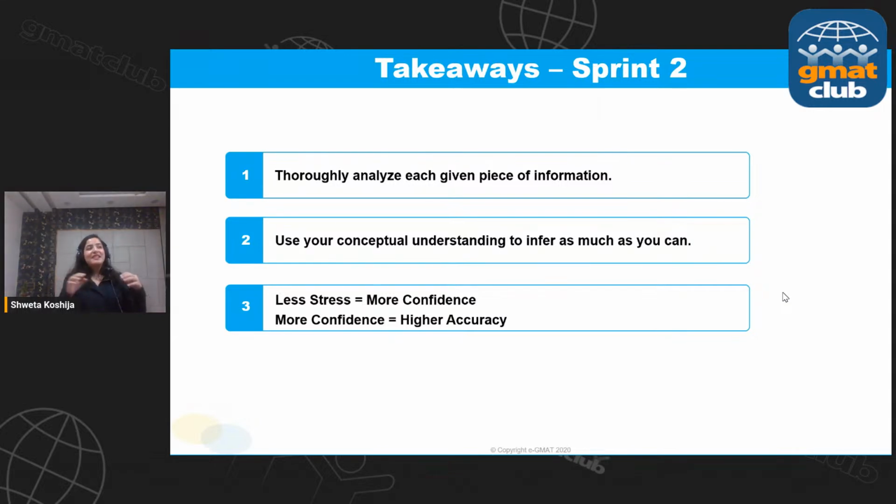So that's the value of every piece of information in a question. It matters. Now use your concepts to infer everything you can. When you had that question with k squared and x to the power n, concepts helped you get ultimately till just x. Without concepts and those inferences, the question was complicated.